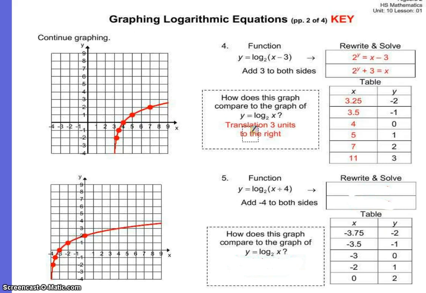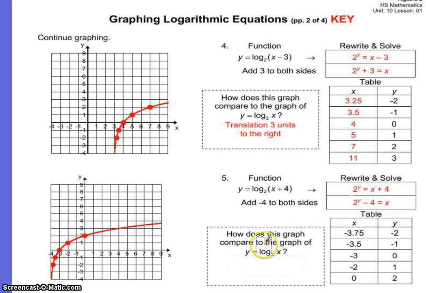Okay, now let's look at number 5. On number 5, I have y equals log base 2 of x plus 4. So if I rewrite that, I'm going to have 2 to the y value equals x plus 4. Remember, my goal is to isolate my variable. So what do I have to get rid of? The 4, which I would, that's correct, subtract 4 from both sides. And then I'm going to plug in my values to see what I'm returned.